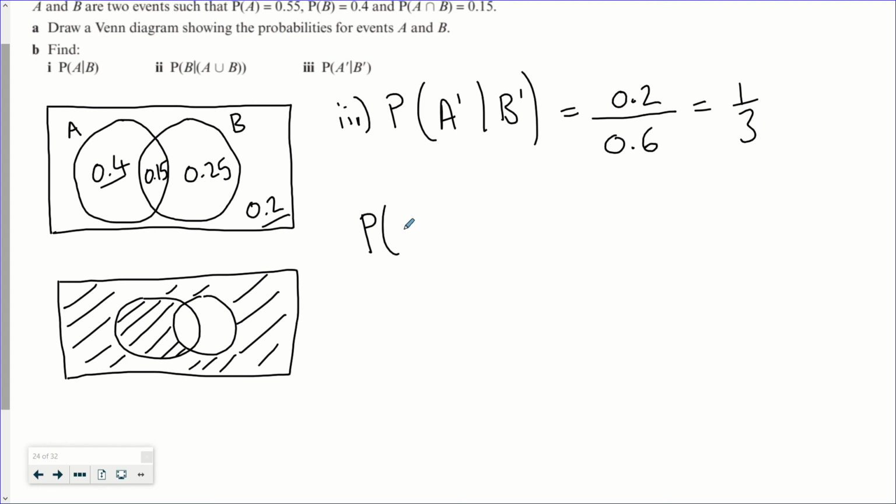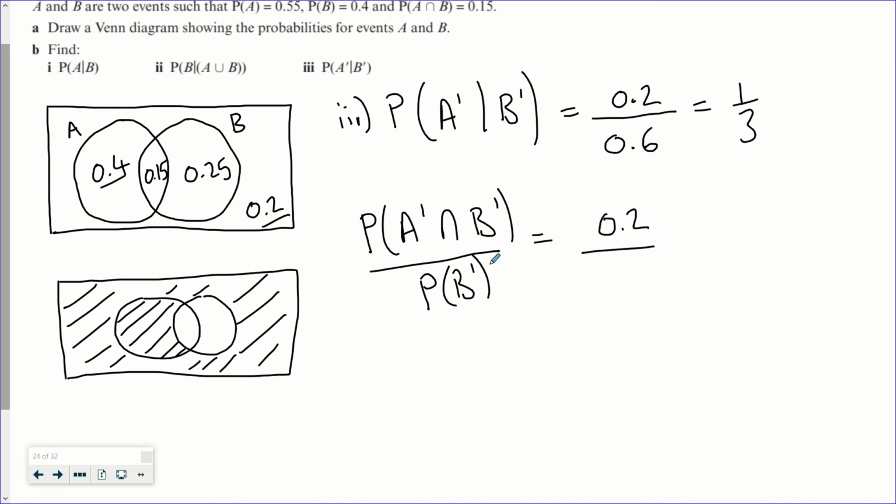We could use the formula. The formula would be the probability of A not happening and B not happening divided by the probability of B not happening. Well, the probability of not A and not B, if we were to shade in that region, it would be everything outside of the circles. So that's 0.2. And divided by the probability of B not happening, outside the B circle, the total probability outside of the B circle is 0.6. So you'd get the same answer of a third.